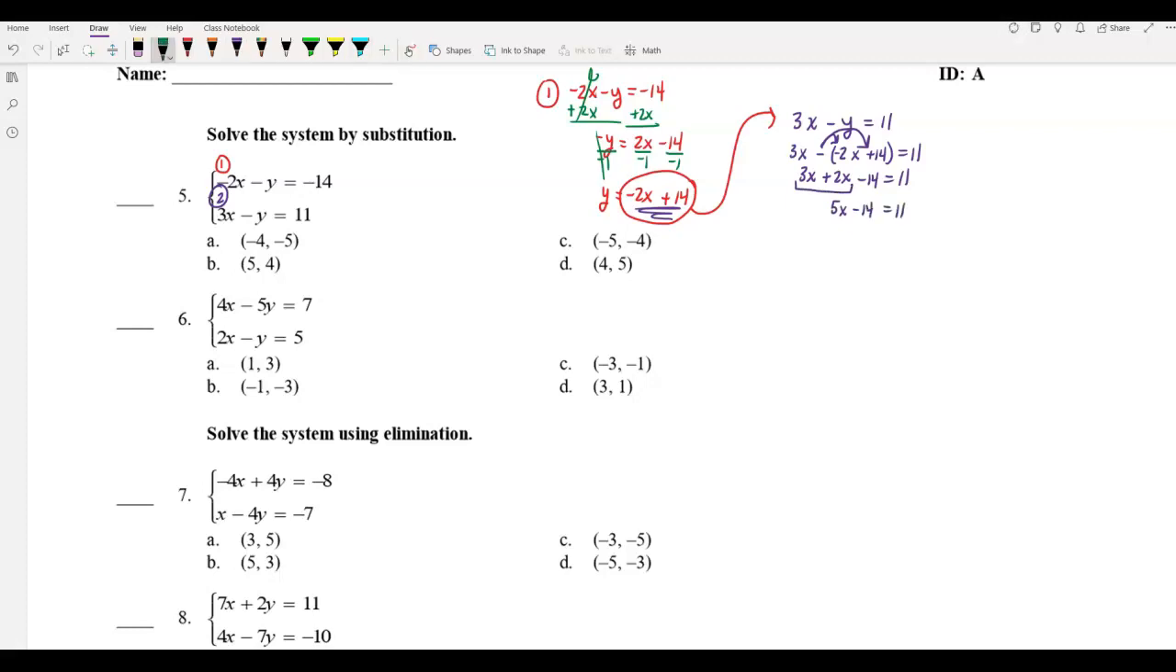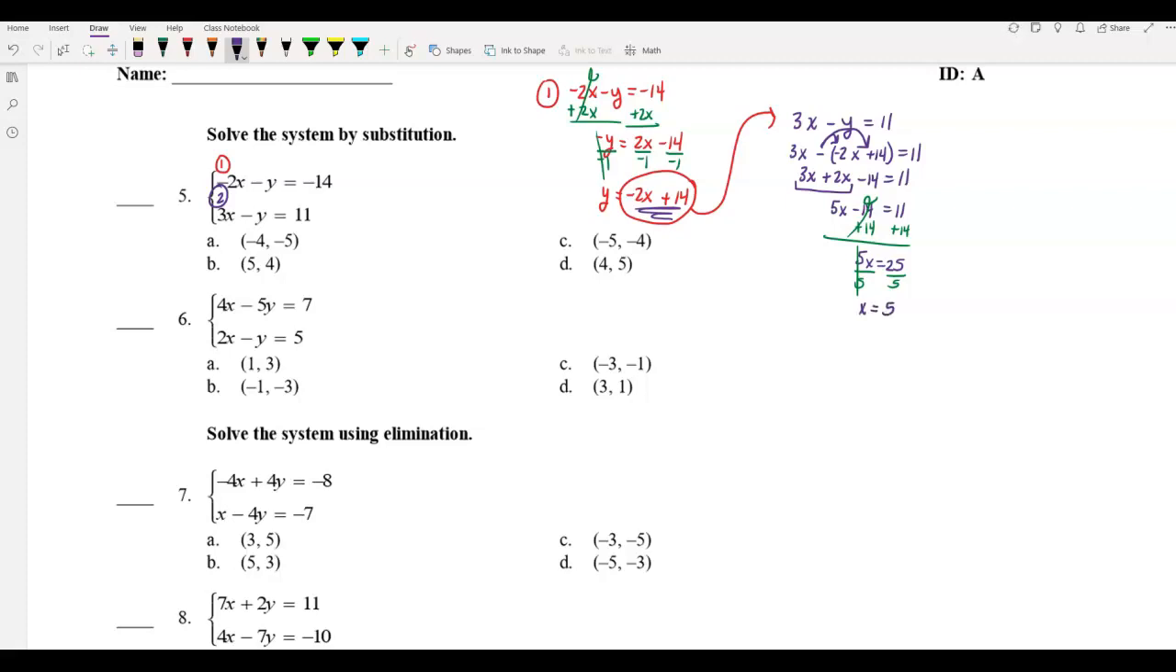So now I need to get x all by itself, so I'm going to add 14 to both sides. I get 5x equals 25. X is almost all by itself. Divide both sides by 5. We get x equals 5.